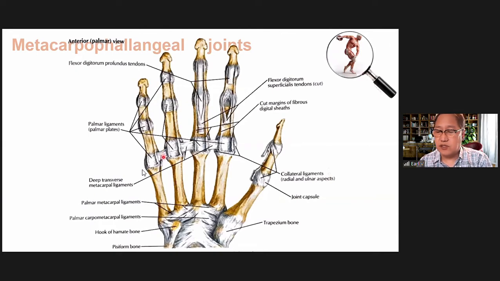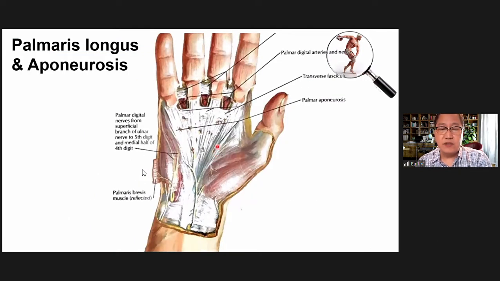This is the three transverse metacarpal ligaments: one, two, three. This will help prevent the metacarpals from spreading, so they don't spread apart. And there are four digital bands of the palmar aponeurosis. This is the one, and this is the palmar aponeurosis. And these are the four digital bands of the palmar aponeurosis: one, two, three, four.